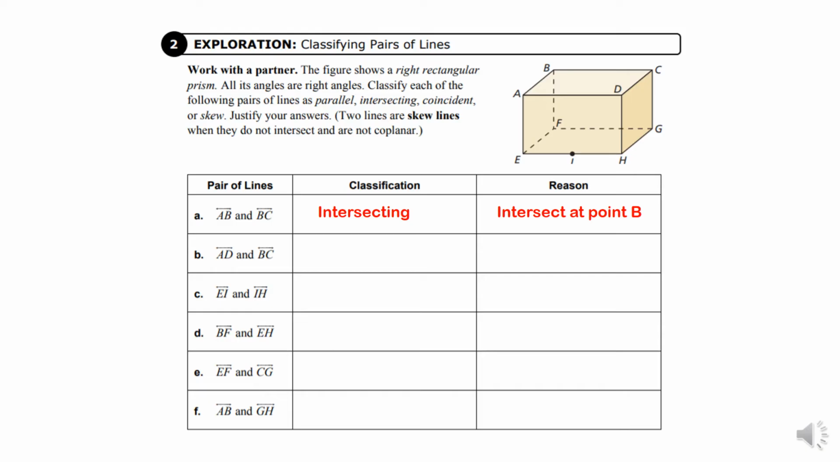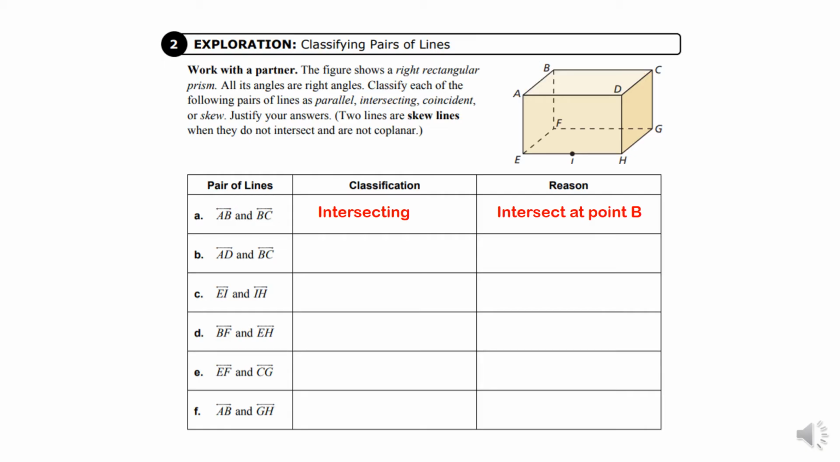All right, so what we're going to do here is look at this figure and try to understand the classification and the reason for it. The first one we're going to look for, and notice that each of these is lines. They have this symbol on top, which means they go on forever. So we're looking at AB and BC. We can see that they intersect at point B, so the classification is that they are intersecting lines.